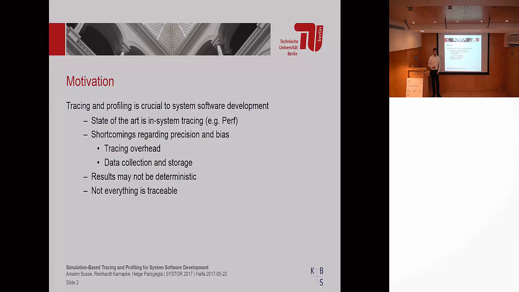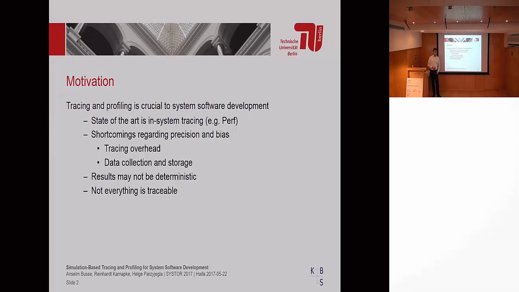Furthermore, your results may not be easily repeatable, especially if you write system software. Sometimes you need some deterministic evaluation because, for example, the order in which your tasks execute, the order in which your interrupts are handled might be critical, and to repeat the experiment might be crucial to find a very specific bottleneck. And in the end, with in-system tracing as today, not everything is traceable in general.